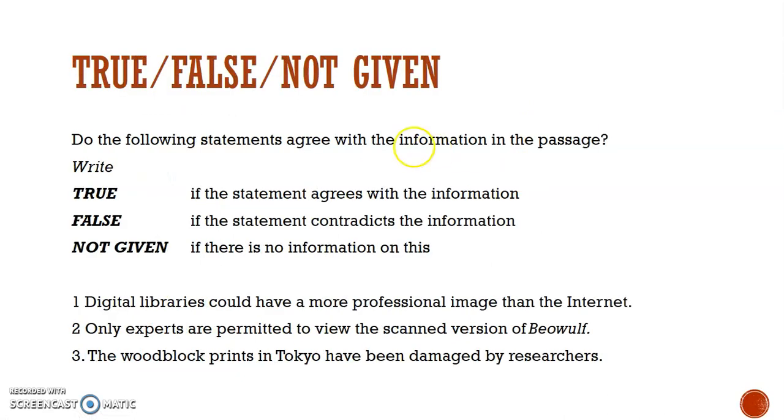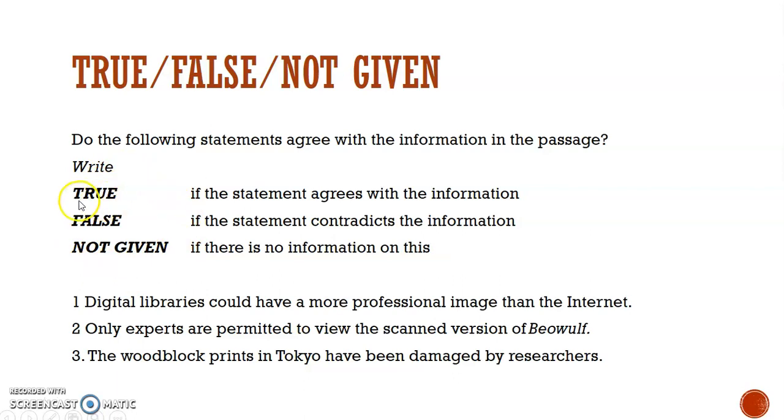Okay, we move to true, false, or not given. Sometimes it will be easy for us if we only have two options, true or false, right? But when we have true or false or not given, then it will be challenging. This is an example of the question. Do the following statements agree with the information in the passage? Write true if the statement agrees with the information. Write false if the statement contradicts the information. And write not given if there is no information on this. So you have to write only true, false, or not given.